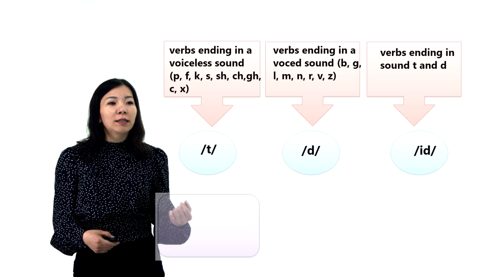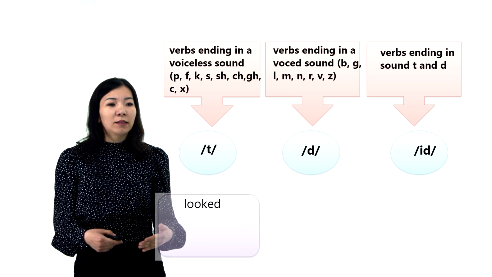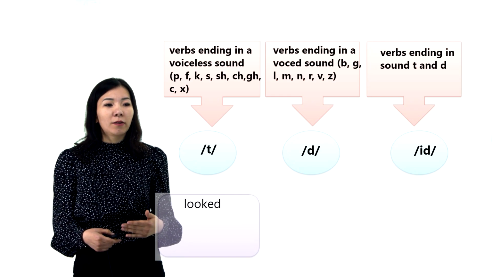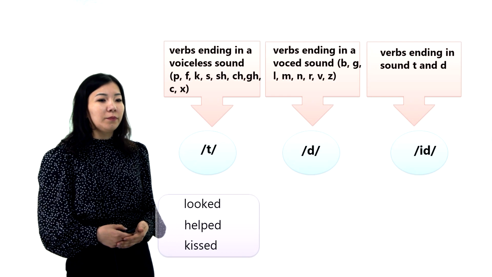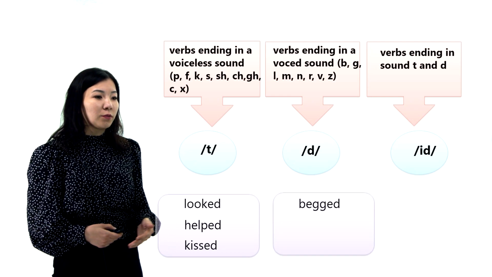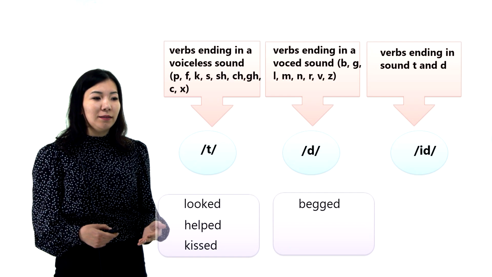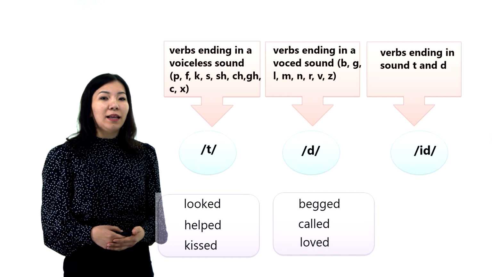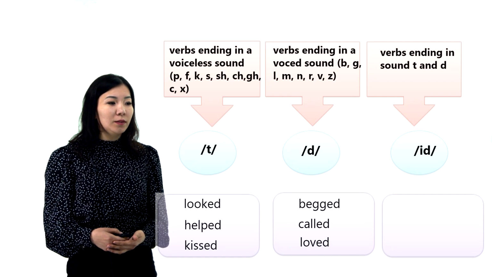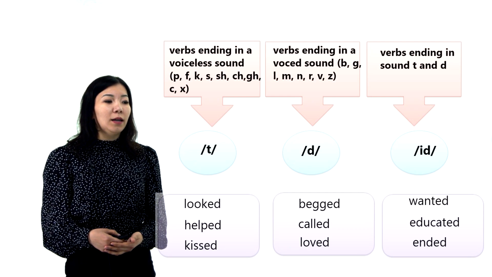So let's look at the examples here. For example, here the -ed sounds like t: looked, helped, kissed. Next one, as d: begged, called, loved. And as ed: wanted, educated, and ended.